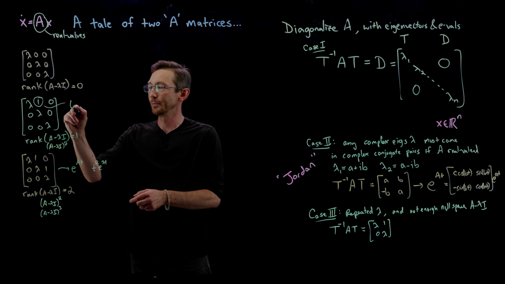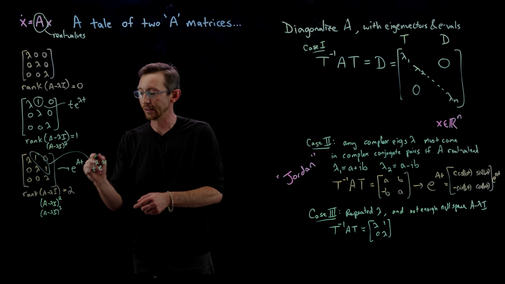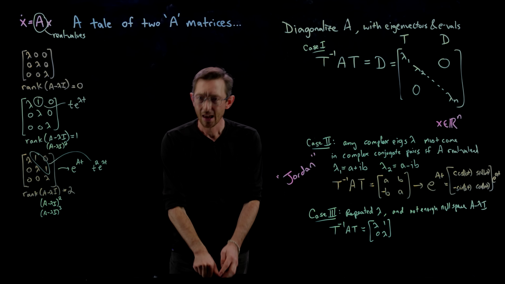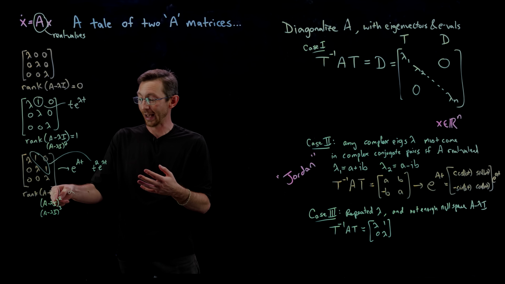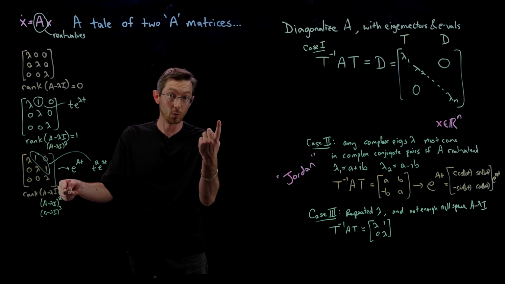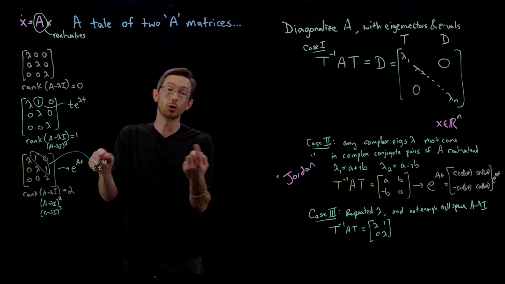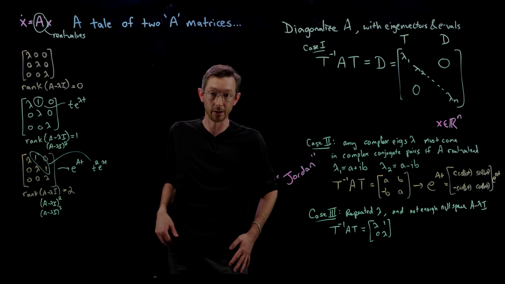So this guy is going to give me terms like t e to the lambda t, but these guys are going to give me t squared e to the lambda t's. And if I had 4 repeated eigenvalues, in the worst case scenario where I had only 1 null space direction, I would get t cubed e to the lambda t secular terms. So there's all kinds of weird stuff that you can have here.